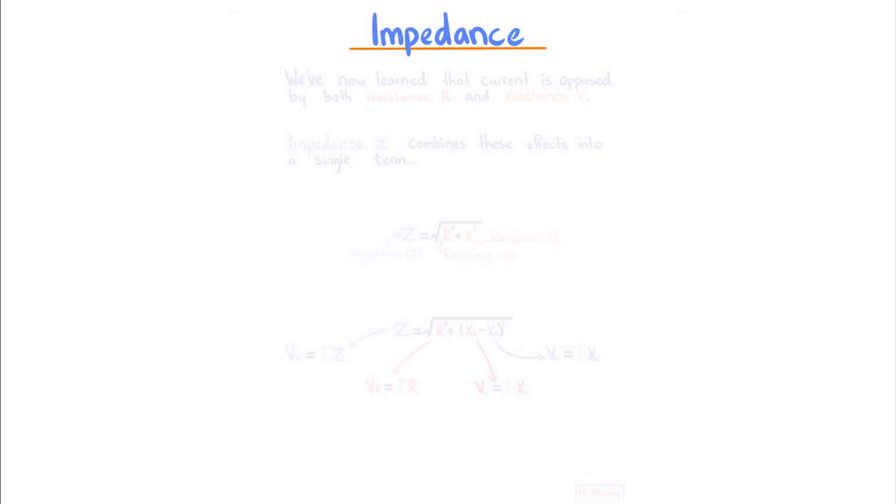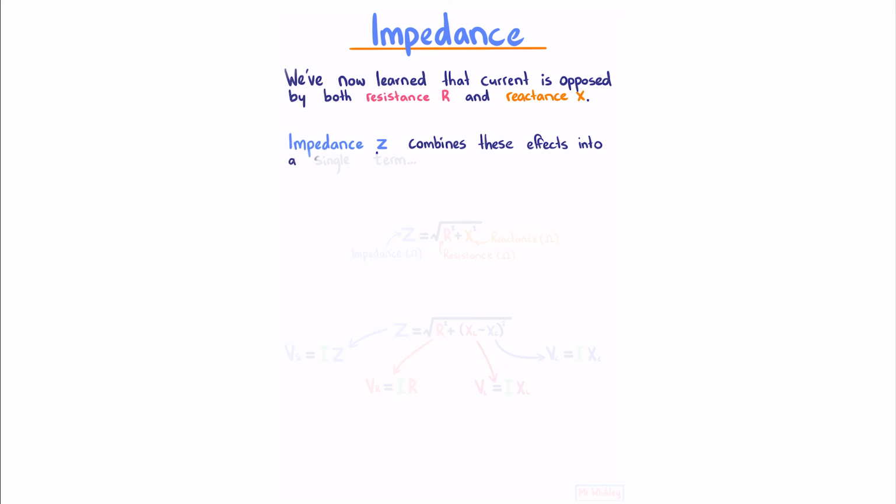Impedance. We have now learned that the current is opposed by both resistance R and reactance X. Impedance Z combines these effects into a single term. Specifically, the impedance Z is equal to the square root of the resistance squared plus the reactance squared, where we note that our reactance is our inductor reactance and our capacitor reactance, where we have a minus because they're in opposition to each other, then we can also apply Ohm's law to each of these terms.